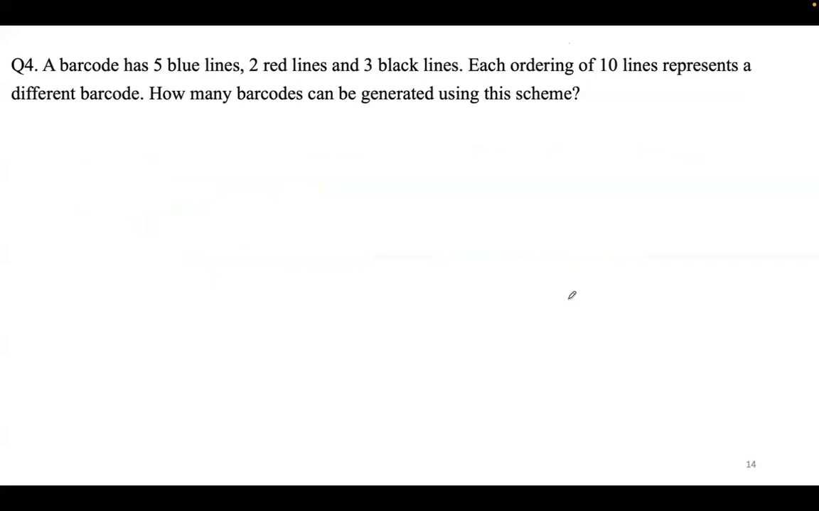A barcode has 5 blue lines, 2 red lines, 3 black lines. Each ordering of 10 lines, so this is total 10. Each ordering of 10 lines represents a different barcode. How many barcodes can be generated?